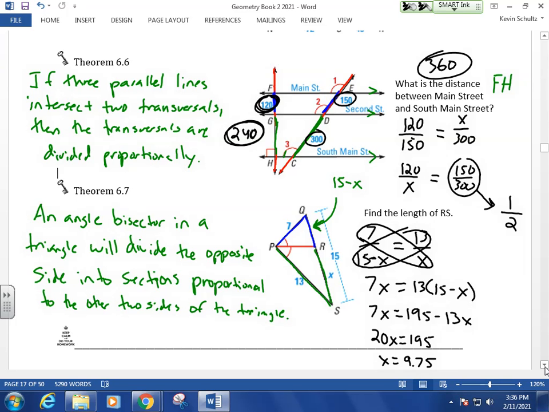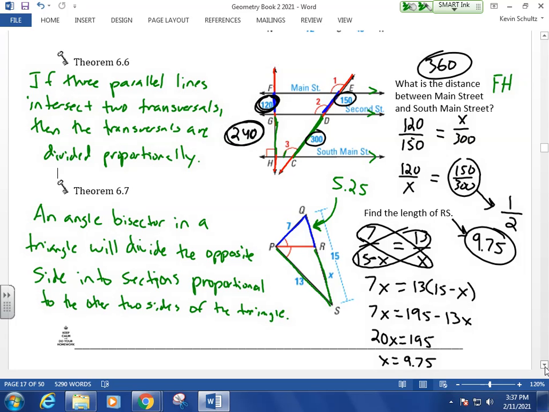Okay, but again, that's not the question here, right? The question is, what is the length of RS? And if X is 9.75, oh, that does end up being the question. Never mind. RS is our value for X here. The length of RS is going to be 9.75. Okay, and since we've got a decimal answer, just want to make sure they don't come along too often. Let's check this. What's the length of QR? 15 minus 9.75 is 5.25. So QR is 5.25 here.